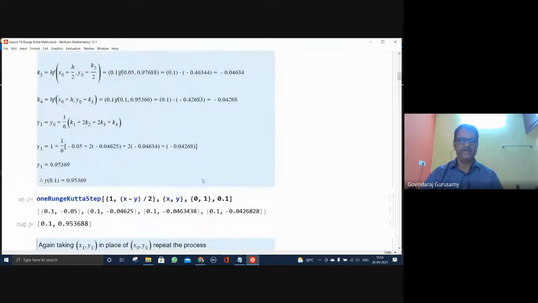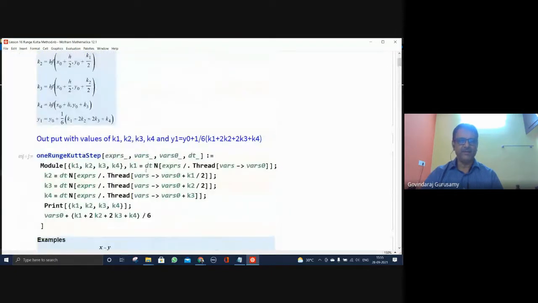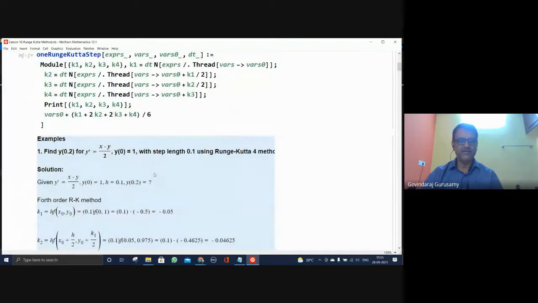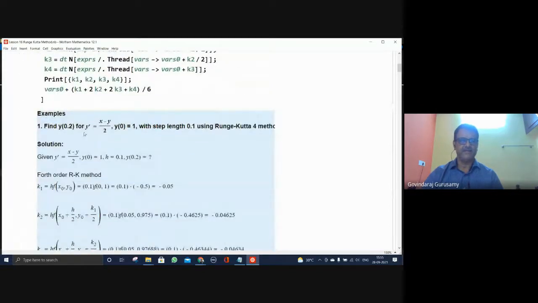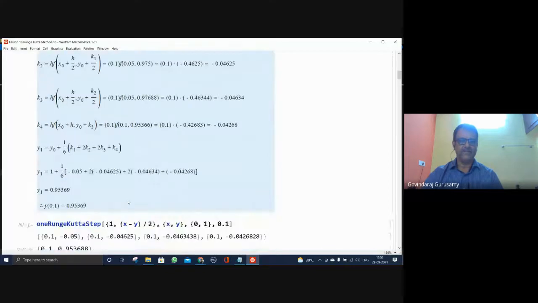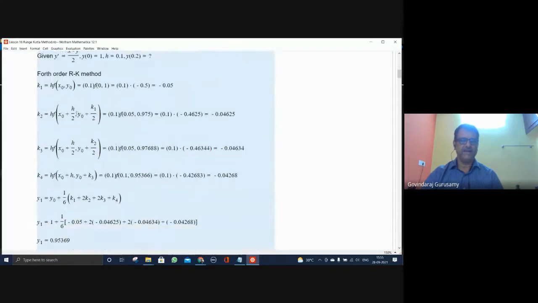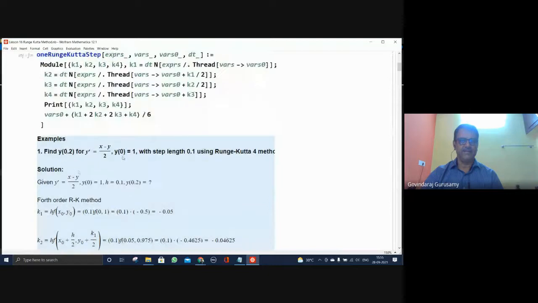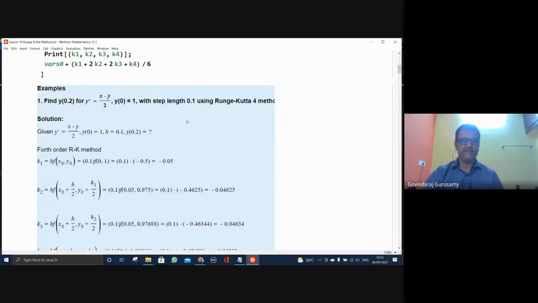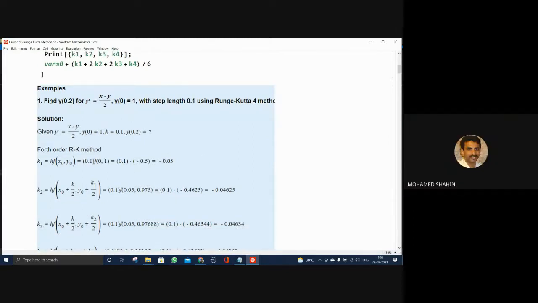Let's see the number problem, so that you are sure that what you are trying to do is consistent. This has been done already for a given problem. Look at this problem now: find y of 0.2 for y prime equal to x minus y by 2, with y0 equal to 1, with step length 0.1, using the Runge-Kutta 4 method. This is the kind of problem usually given to students. Yes, sir.